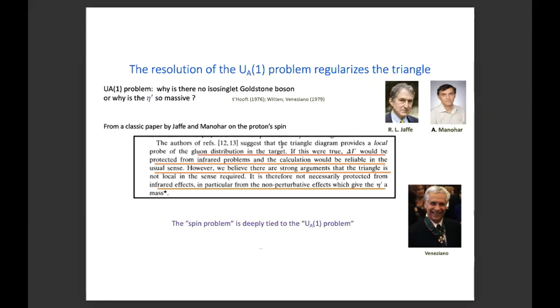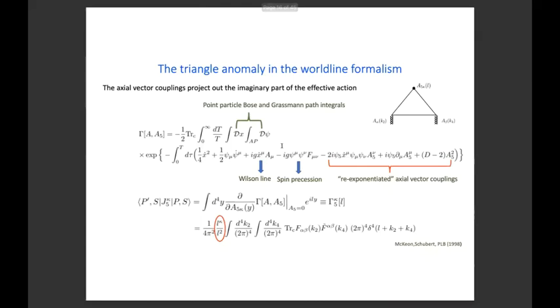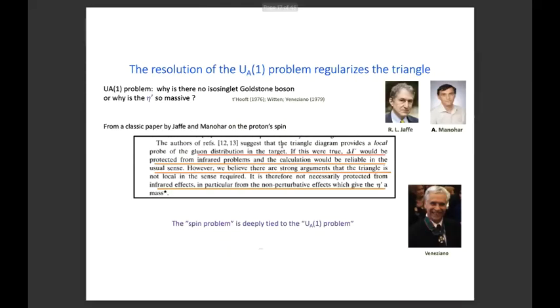And so this is precisely the statement that somehow this resolution of the quark helicity, why you get this divergent pole, is somehow deeply related to the physics of the eta prime. And so the spin problem is deeply tied to the U(1)_A problem in QCD. So that's the one takeaway.